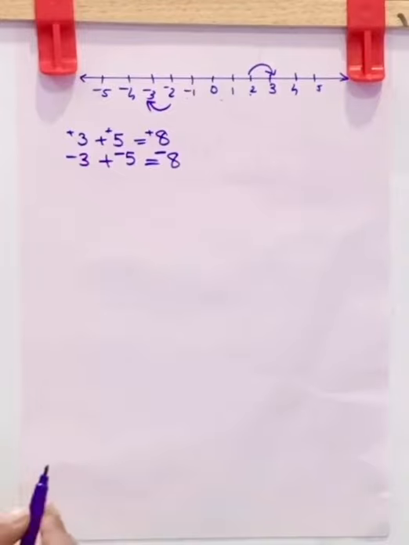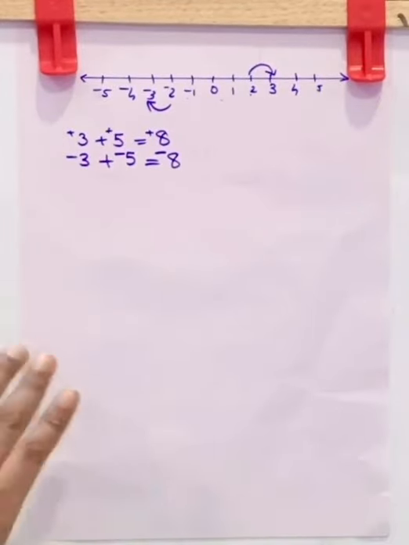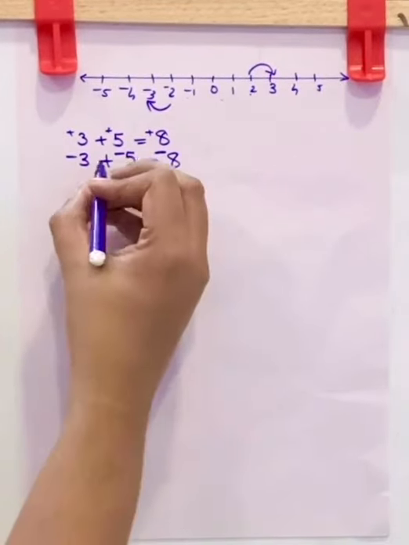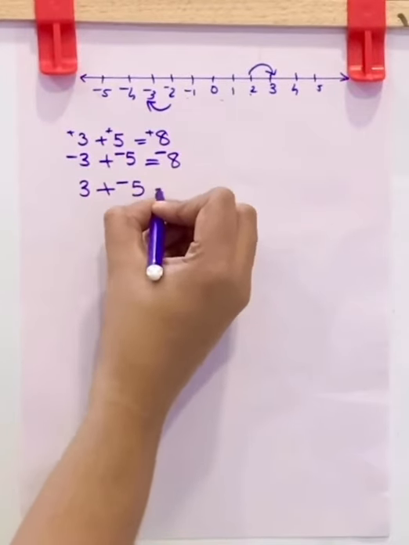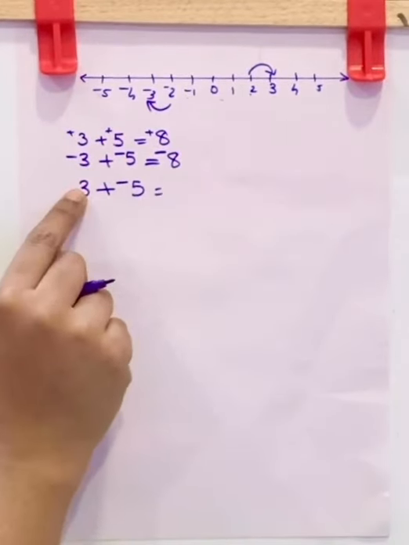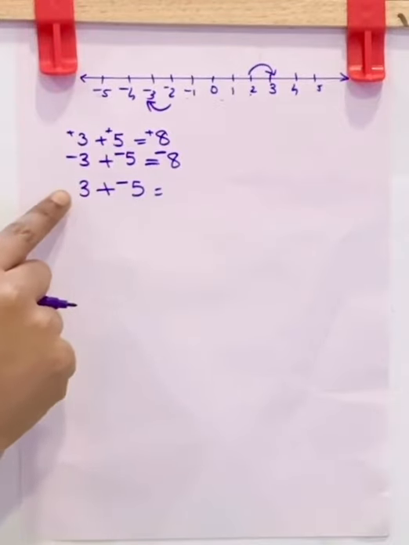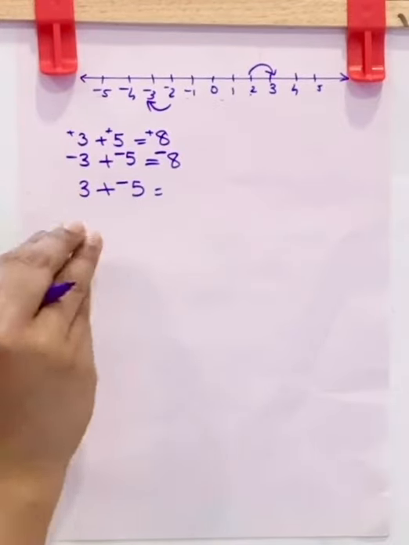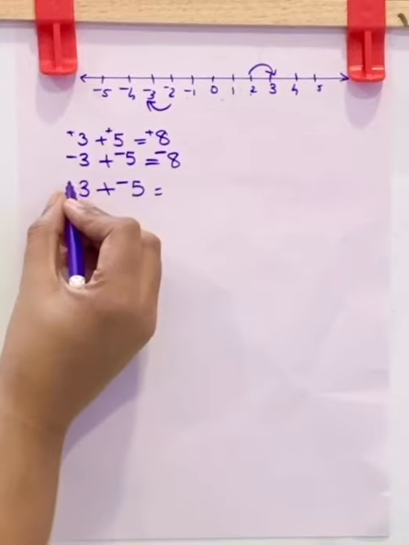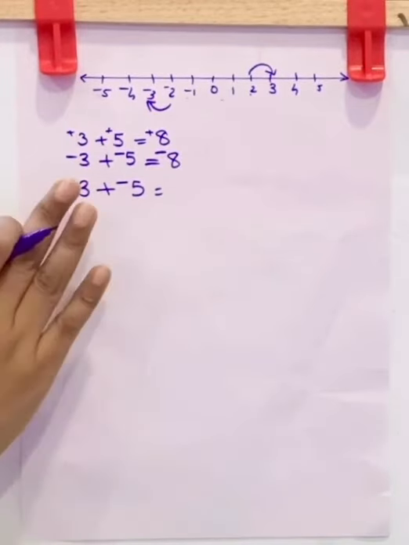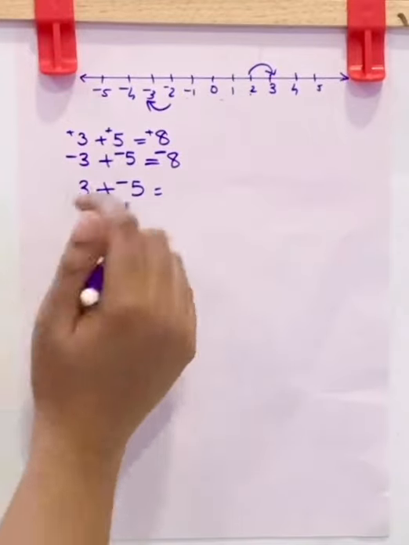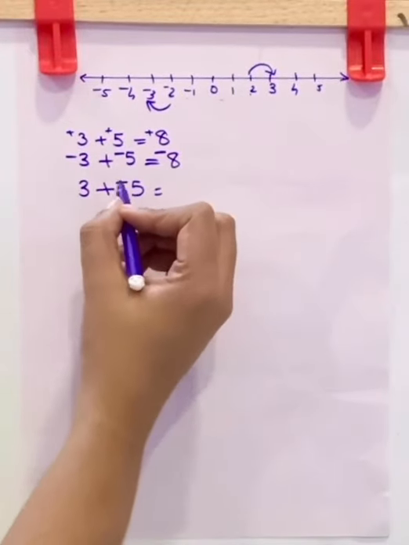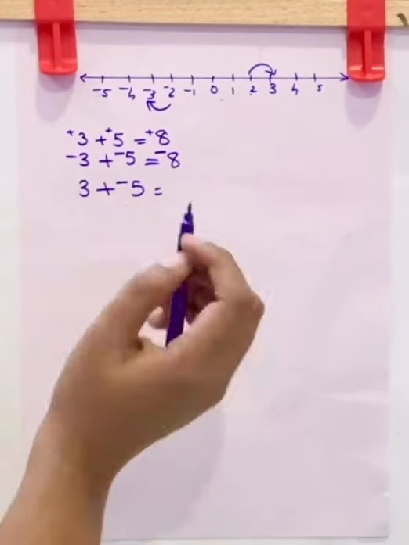Now, in case of one number is positive and the other number is negative, then if it was like this, here this is positive number. A number written without a sign means positive number. Don't want to write +3. If it is 3, then it is meant to be positive number. So 3 plus -5, one is positive and the other is negative.